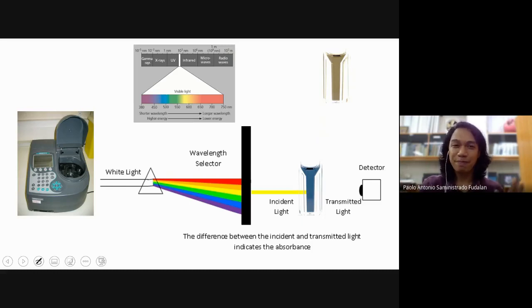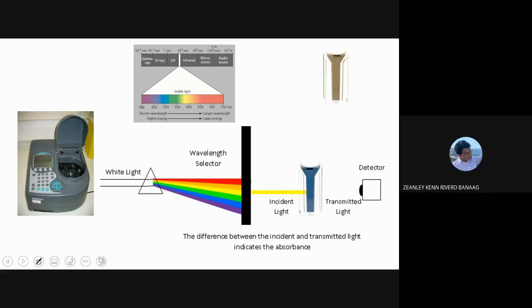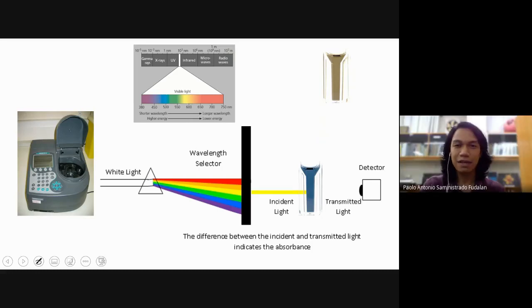So the spectrophotometer works that way. And I only have 2 examples here to show you, the blank and standard number 7, so that we can sort of visualize how the spectrophotometer works. So are there any questions on this? None, sir. Okay.